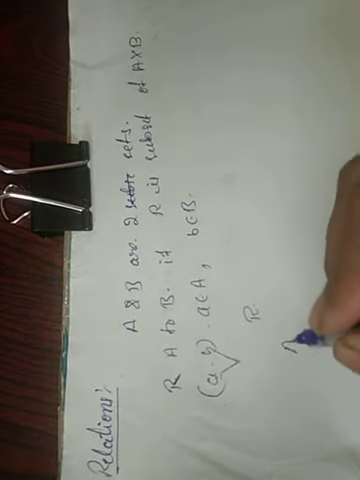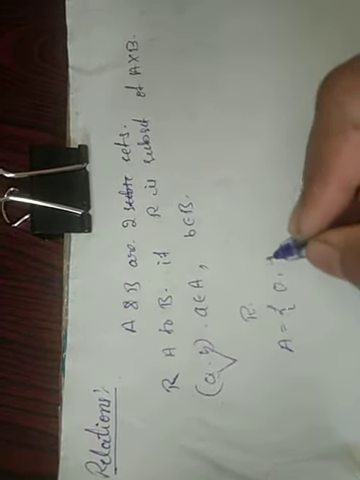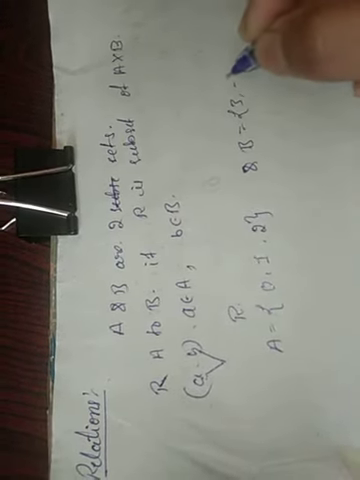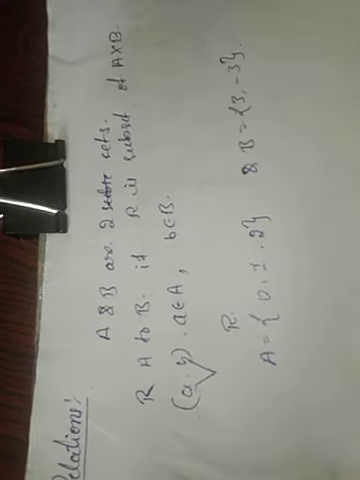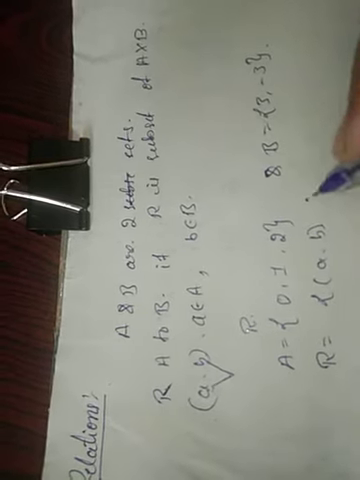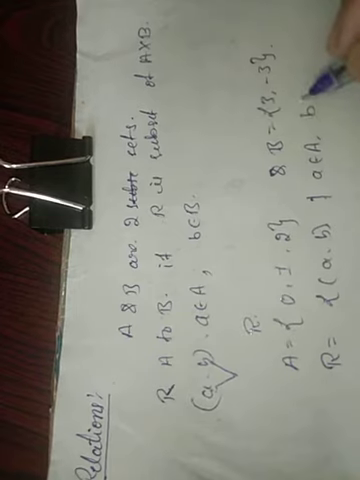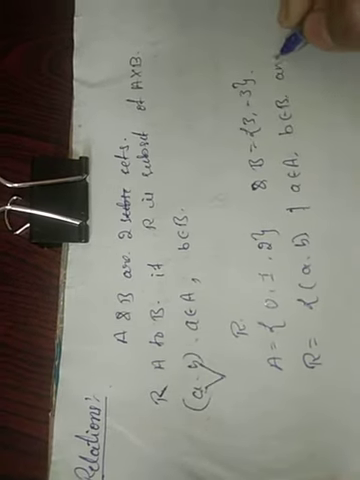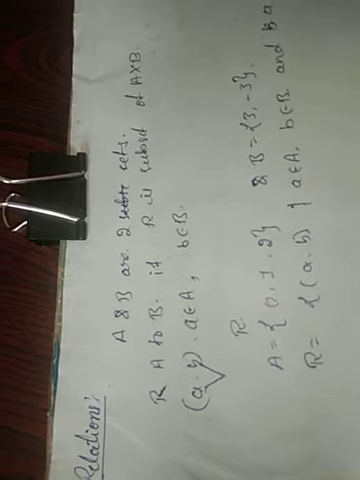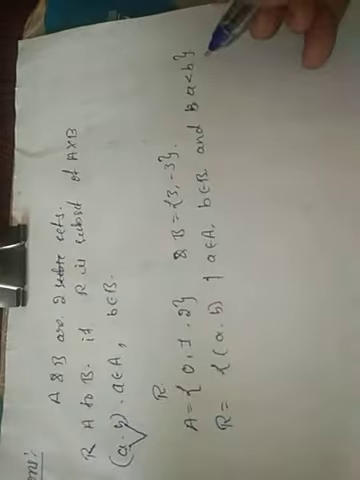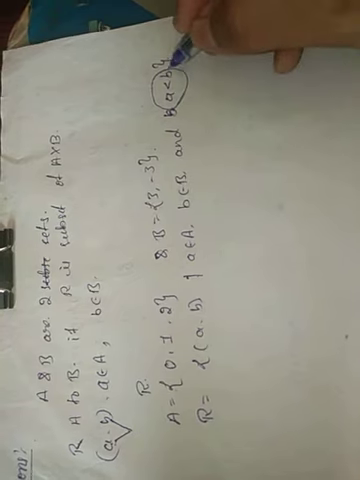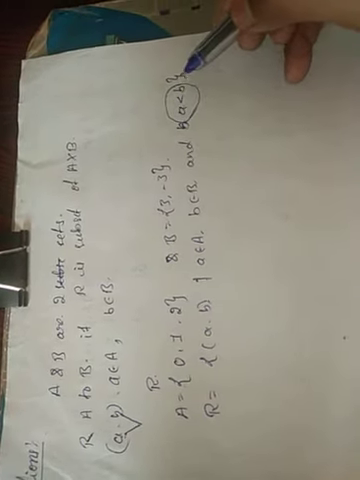Suppose the set A equals {0, 1, 2} and B equals {3, -3}. We have to form a relation R, where R equals {(a, b)}, a belongs to the set A, b belongs to the set B, and a is less than b. Here the relation mentioned between a and b is that a should be less than b.